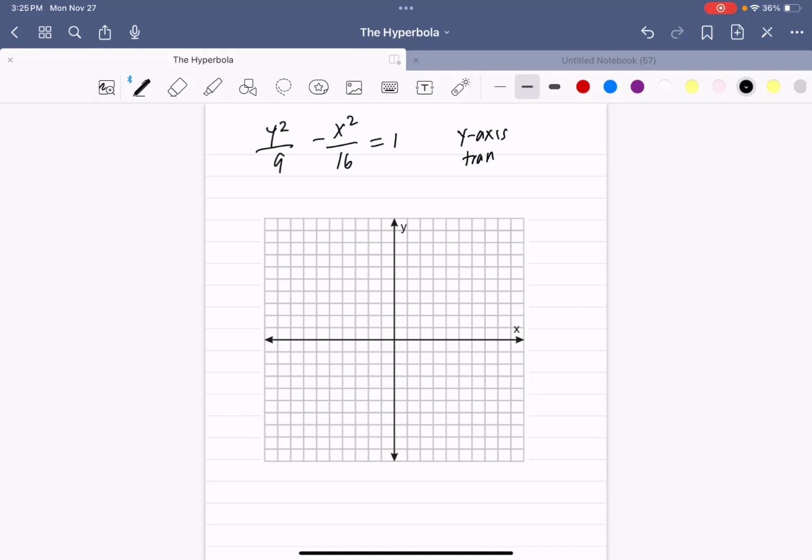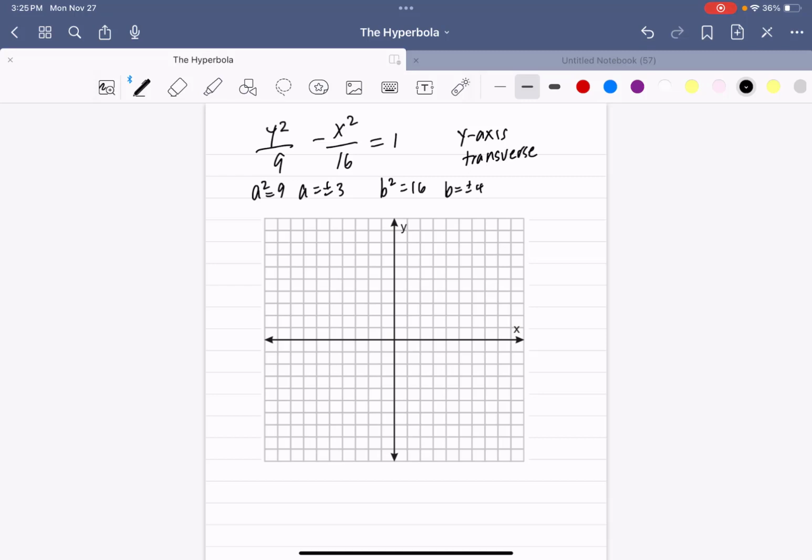And all that does is it tells us where to put the vertices, and then it'll also show us the basic shape of our hyperbola. So look, a squared is 9. A squared is always that first one. So a is plus and minus 3. And b squared is 16. So b is plus and minus 4.